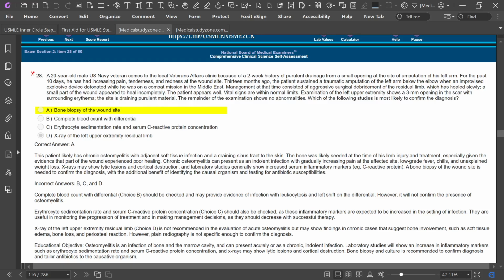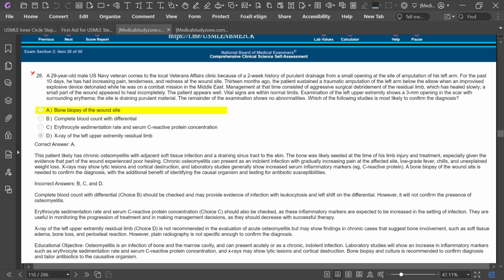So this patient likely has chronic osteomyelitis with adjacent soft tissue infection and a draining sinus tract in the skin. The bone was likely seeded at the time of the limb injury and treatment, especially given the evidence that part of the wound experienced poor healing. Chronic osteomyelitis can present as an indolent infection with gradually increasing pain at the affected site, low-grade fever, chills, and unexpected weight loss.